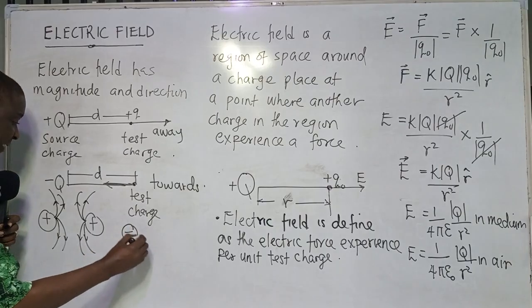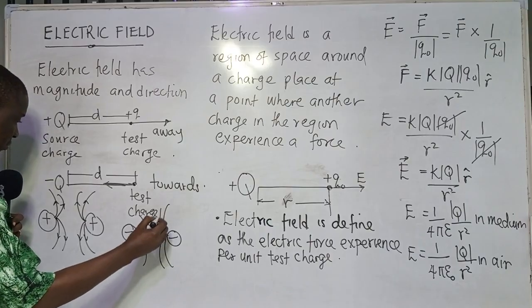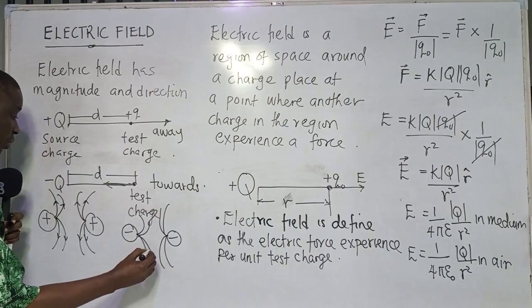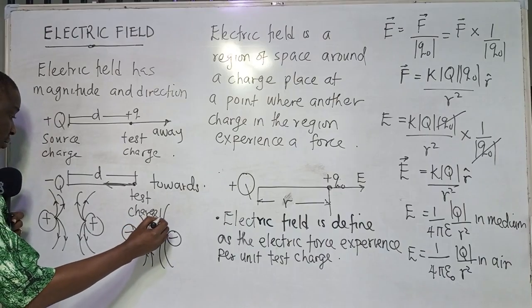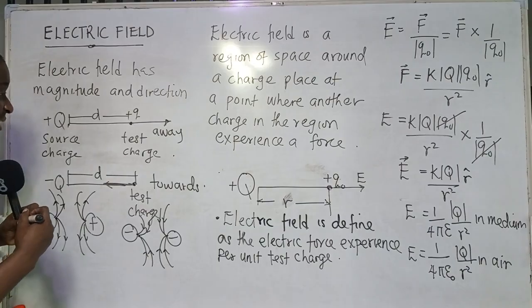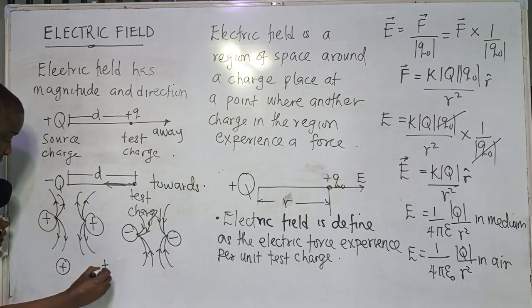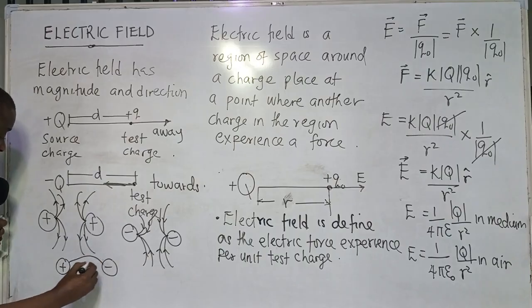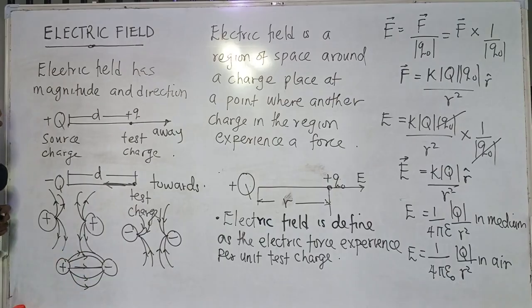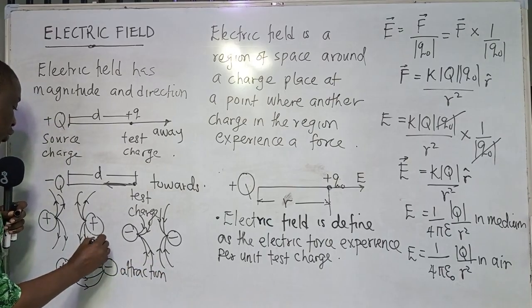Then if you have a negative and a negative, what happens? Look at the arrow. It will move inward, towards the negative charge. And the two of them are showing repulsion of like charges. What about unlike charges now? This is positive and negative. They will attract each other. It will move away from the positive and towards the negative. This is attraction, and this is repulsion.